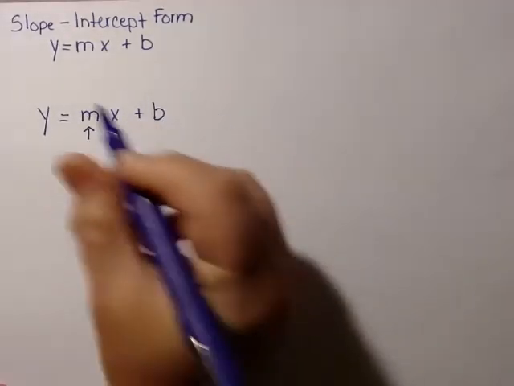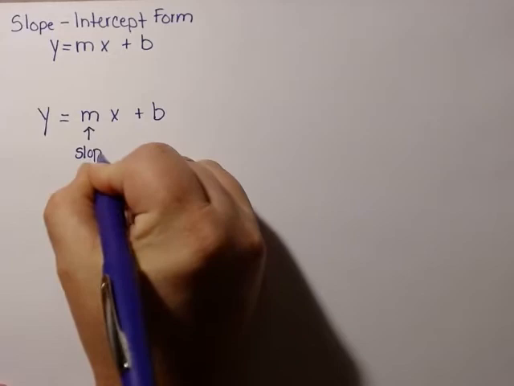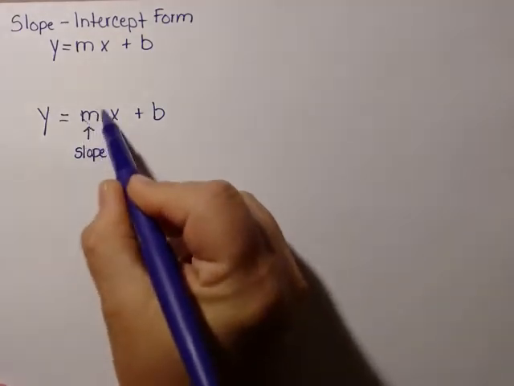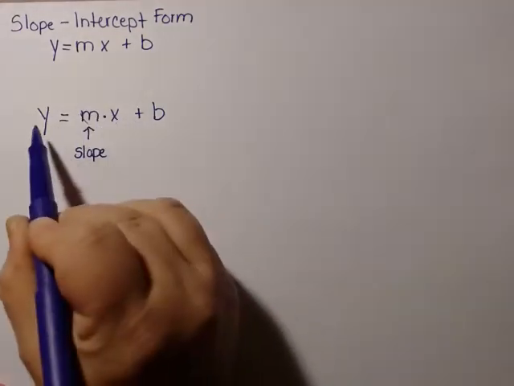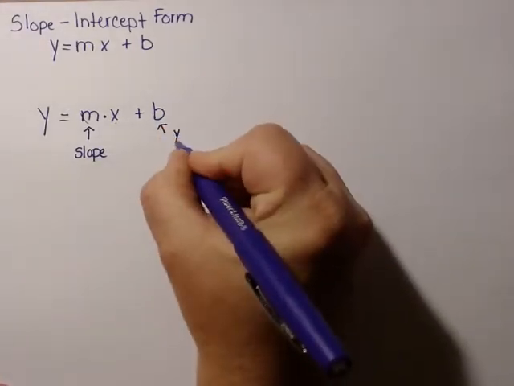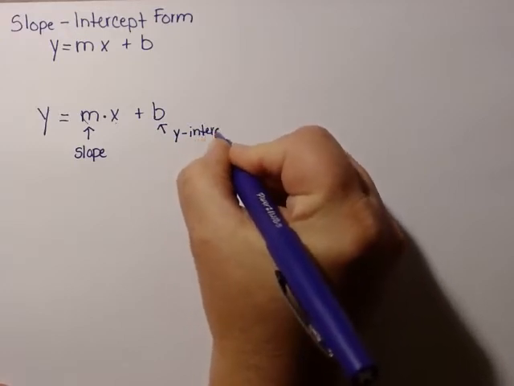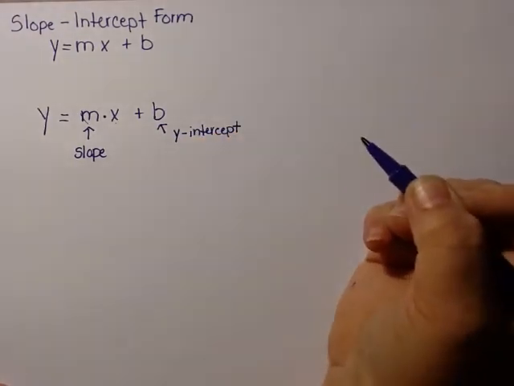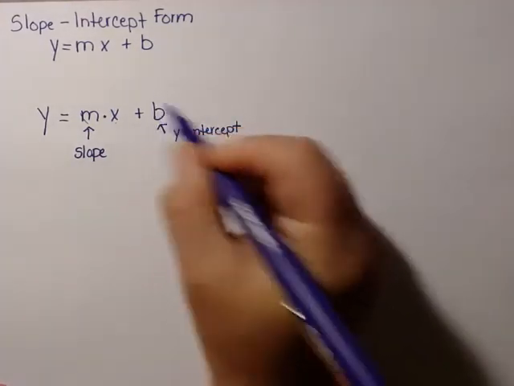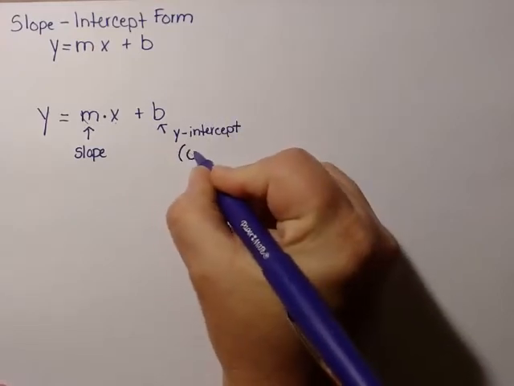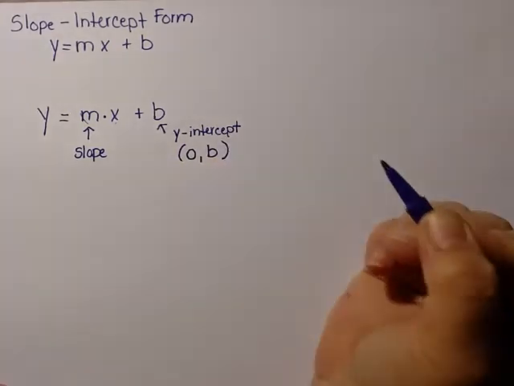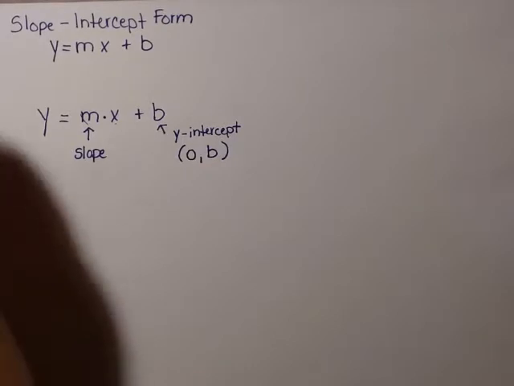M is for your slope, and this is mx, or m times x, so it's just that coefficient in front of x when it's written in this format. B is your y-intercept. Remember the intercepts, we talked about them being zeros. So whatever value b is, all it's saying is when x is 0, y is going to equal whatever b is.